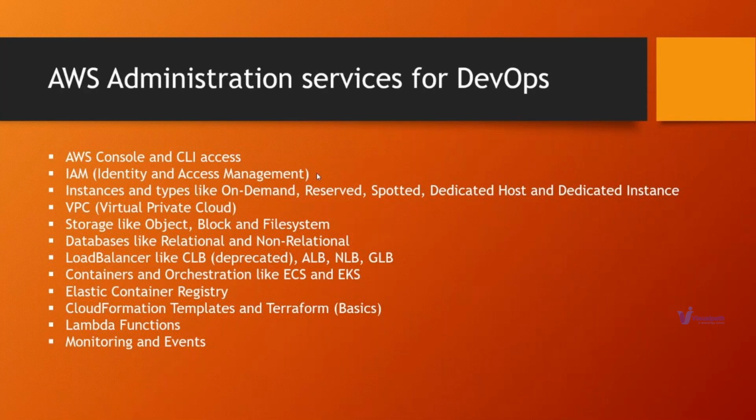After IAM, the next service we have to understand is instances, EC2. We have so many types of instances: on demand, reserved, spot, dedicated, and dedicated instance, and we have bare metal servers which we can launch as well. First of all, we need to understand what a virtual machine is. Till now we know about bare metal servers, physical servers and so on.